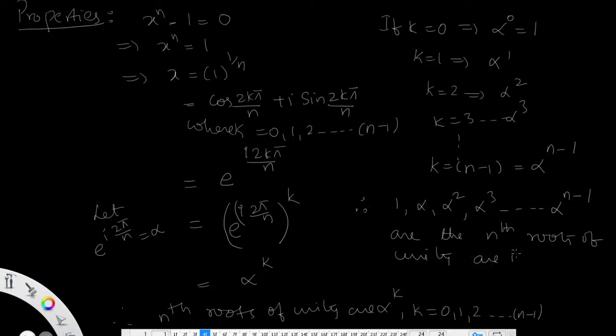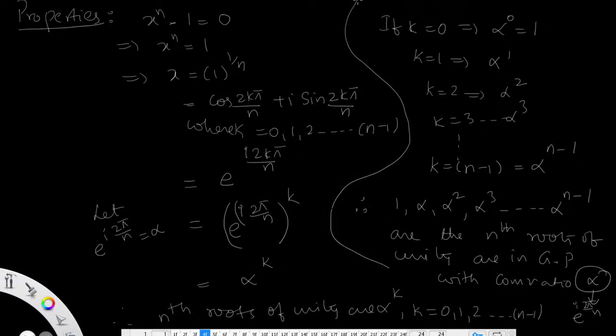They are in GP. Why? Because in a GP, each and every term has a common ratio, and the common ratio is alpha. So it forms a GP with common ratio alpha. What is alpha? Alpha is nothing but e to the power of i 2π/n. I will explain once again.